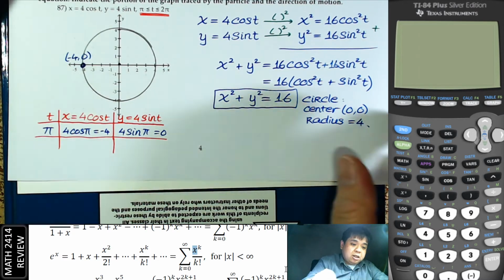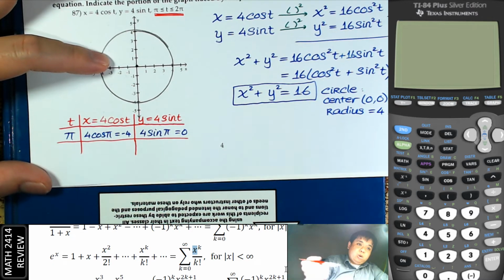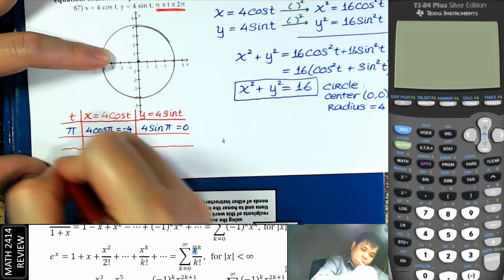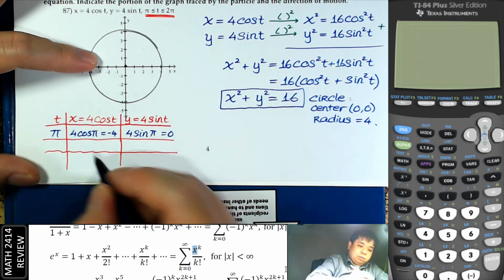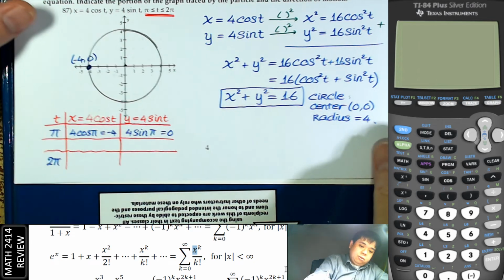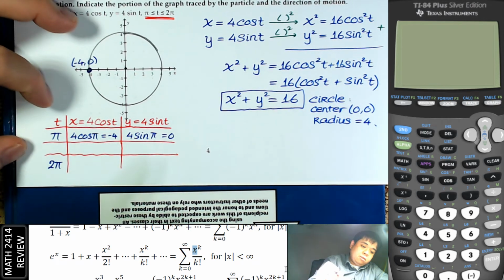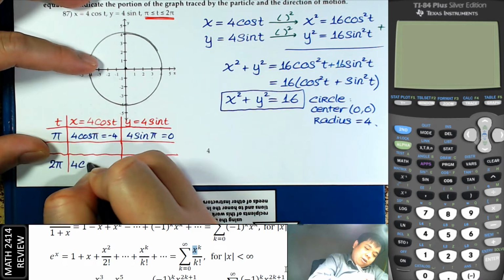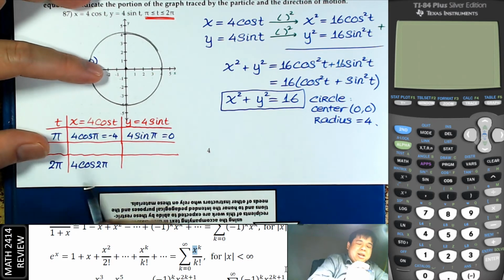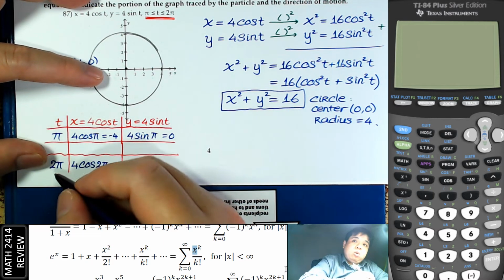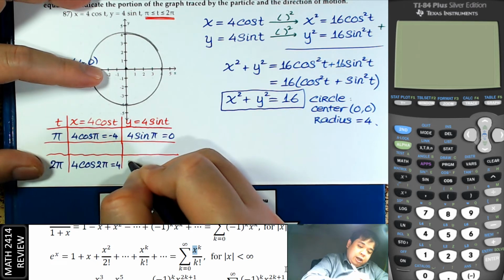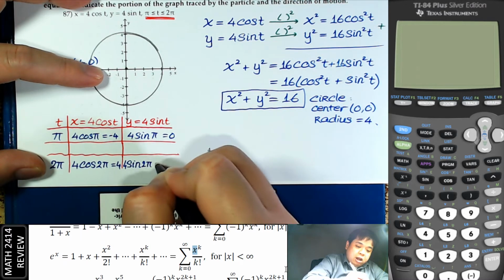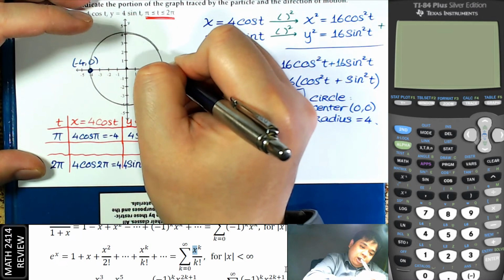Now we're going to stop at 2 pi, but before that, let's do one point in the middle. Let's just do 2 pi first. 4 cosine of 2 pi, cosine of 2 pi is like cosine of 0, which is 1. And so this is 4. And then 4 sine of 2 pi, sine of 2 pi is 0. So at 2 pi we have this point.